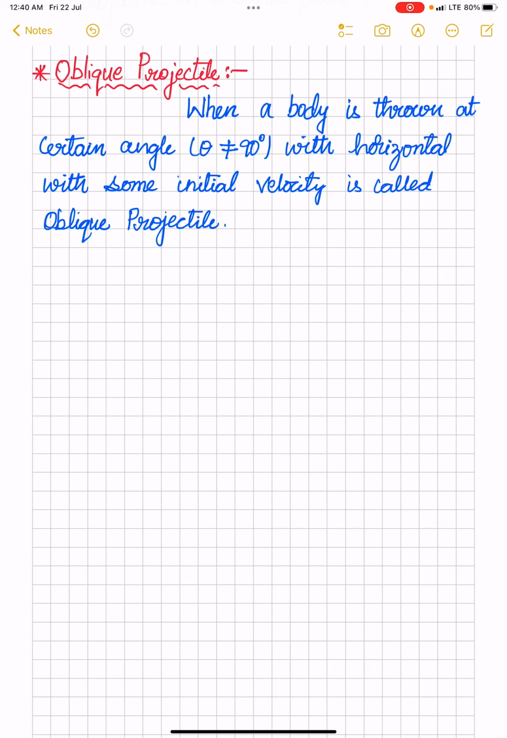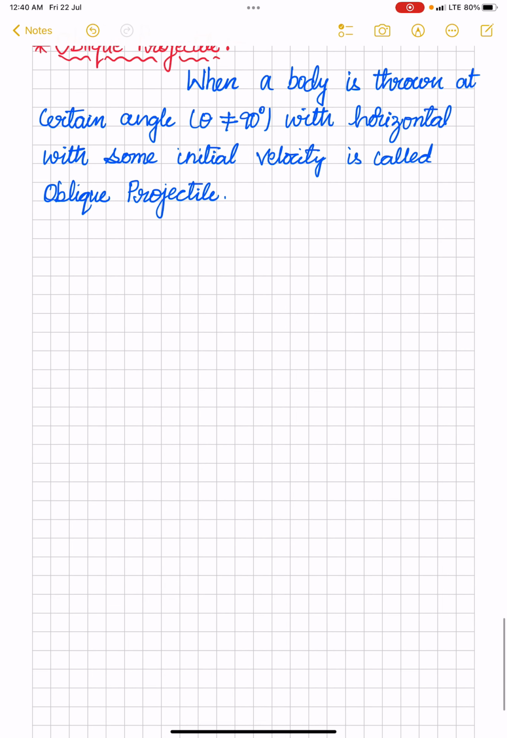Oblique projectile: when a body is thrown at a certain angle, let it be theta, that is not equal to 90 degrees, with the horizontal, and it also has some initial velocity, such a particle or body is called an oblique projectile when it is thrown, right? So in that way we call it an oblique projectile. Let us visualize this whole thing with the help of a beautiful diagram. So how to draw this one, let us see.